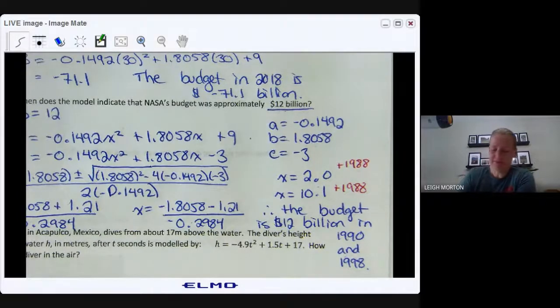Let's move on from that one. I'll give you one more minute to copy this down, and we're going to take a look at this cliff diver question below.